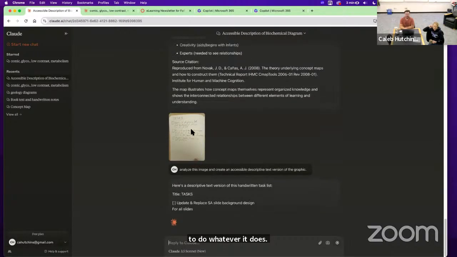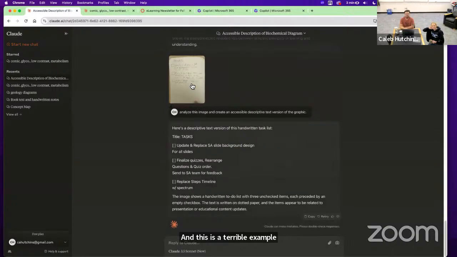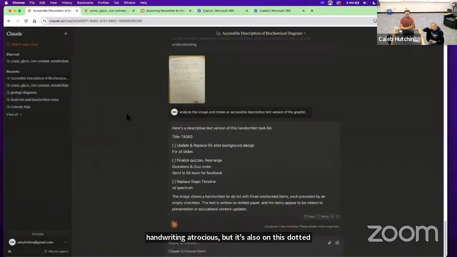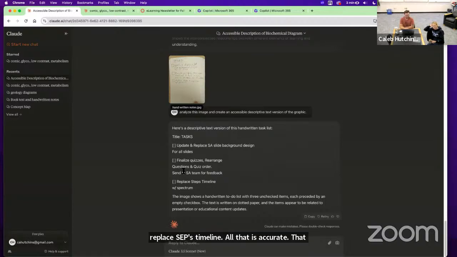And this is a terrible example because not only is my handwriting atrocious, but it's also on this dotted grid paper, which I think adds some visual noise. But even so, it did a mostly good job of transcribing my notes. "Update and replace search advocate slide background design for all slides, finalize quizzes, rearrange questions, replace steps, timeline was," all that is accurate. That is what I wrote, as far as I can remember, looking at my own notes.